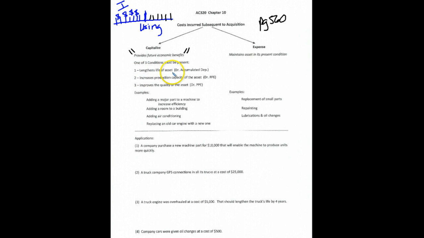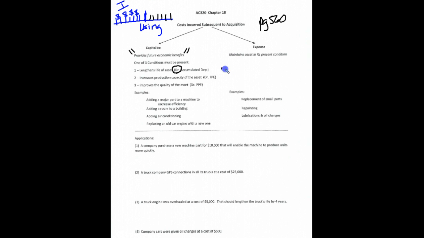If the cost lengthens the life of the asset, so if we do something to the asset and it's going to extend its useful life, we capitalize it. Now here's the interesting thing. Notice the debit is not to the property, plant, and equipment account, it's to accumulated depreciation.